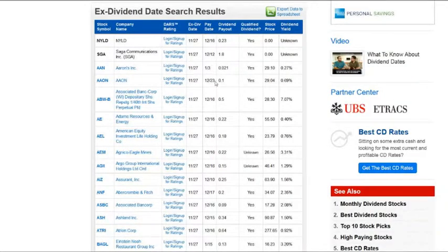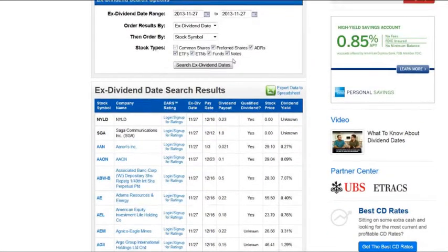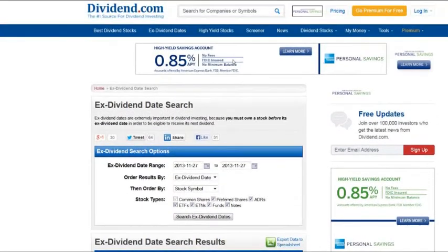Ex-dividend date. Let me go back here. Ex-dividend date again is just the date by which you have to own the stock in order to receive the dividend. They do not get paid out on call options. If you just own the call, you do not get the dividend. If your call is exercised before the ex-dividend date, then you're fine. But when it comes to option trading, paying attention to the dividend just really isn't that big a deal.